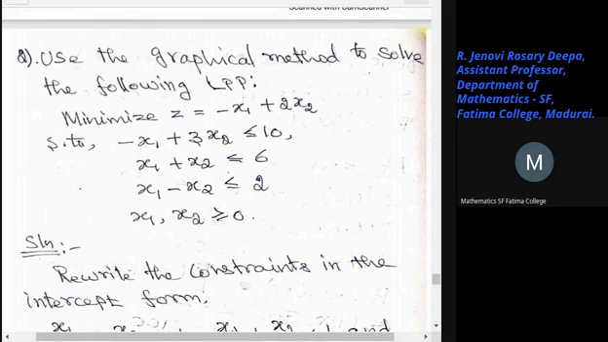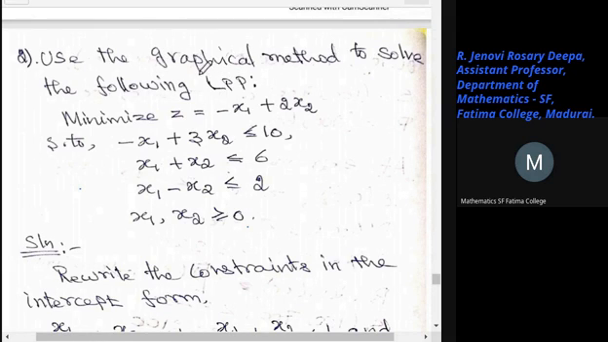Subject to the conditions minus x1 plus 3x2 less than or equal to 10, x1 plus x2 less than or equal to 6, x1 minus x2 less than or equal to 2, x1, x2 greater than or equal to 0. Okay, so here the problem is of minimization type and only two variables occur in this problem. So we can use the graphical method.